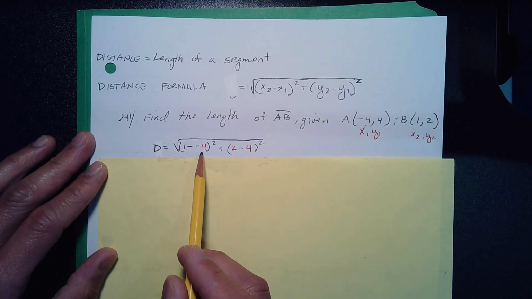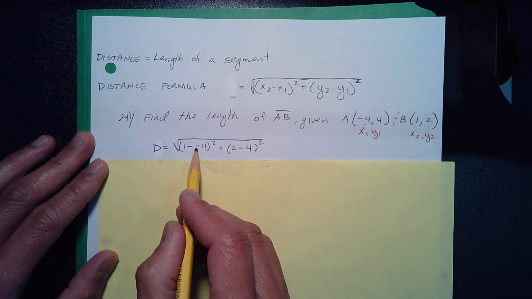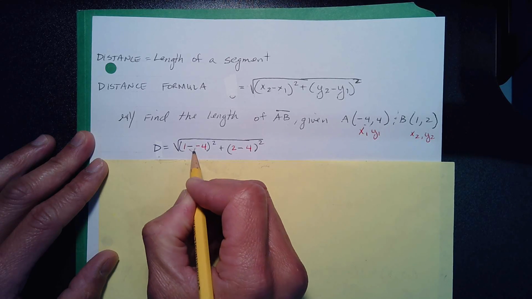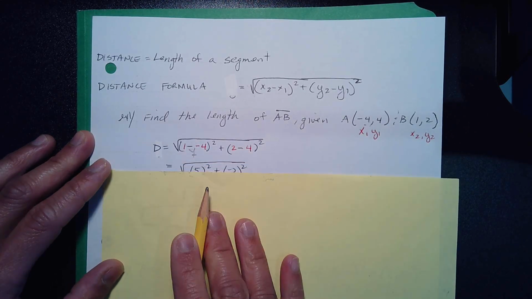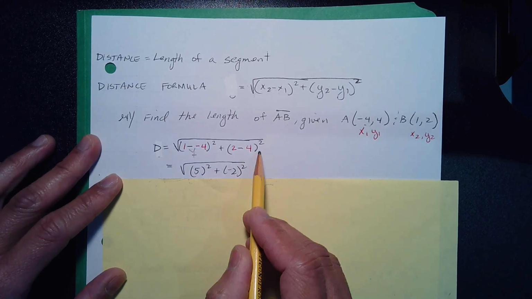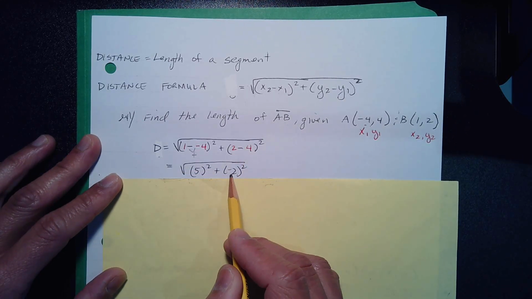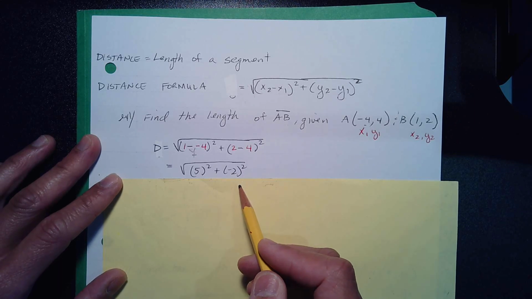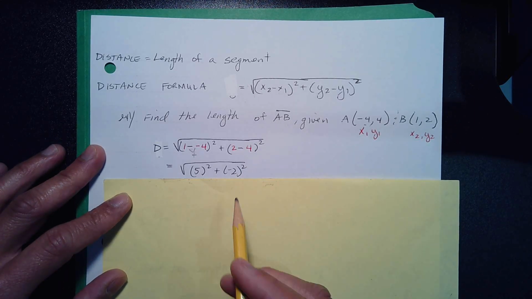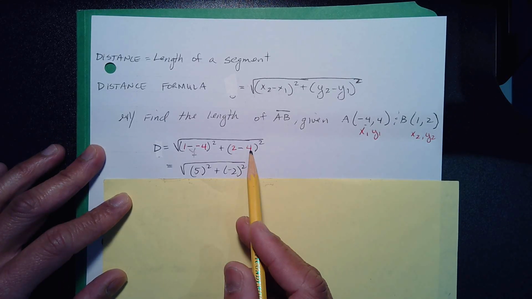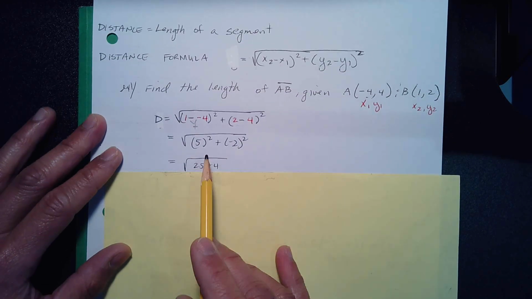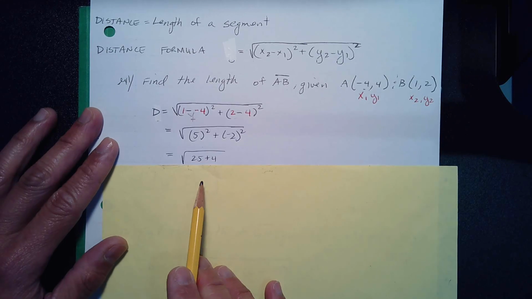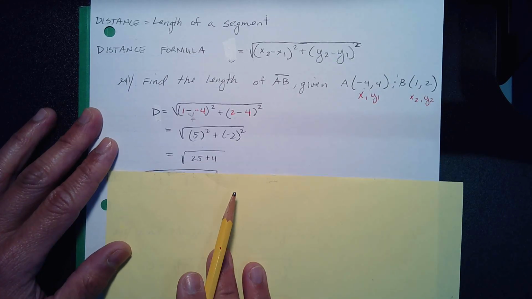So make sure you don't forget the negatives in between. A negative times a negative is a positive. So 1 plus 4 is 5 squared. 2 minus 4 is negative 2 squared. You could just use your calculator if you want to verify that 2 minus 4 is negative 2. And then we just square the 5, square the negative 2. So we have 25 plus 4.